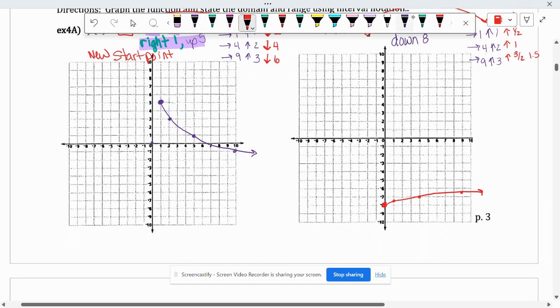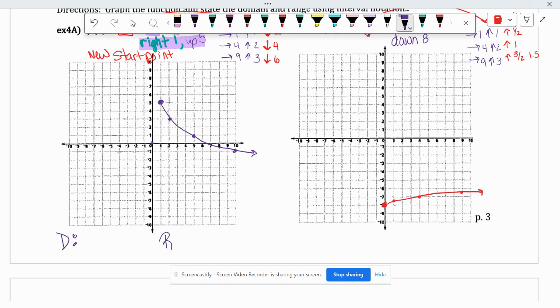So we're going to look at both graphs, and we're going to talk about the domain and the range for each of them. The domain and the range. Domain is x values, range is y values. So let's look at the first one. We graphed the square root function, -2 times the square root of x minus 1 plus 5. What is the domain of that?